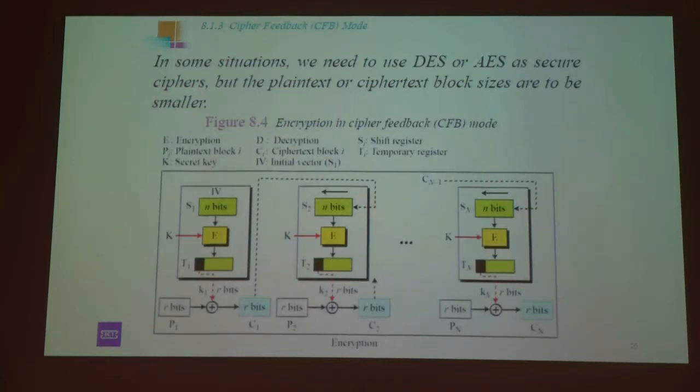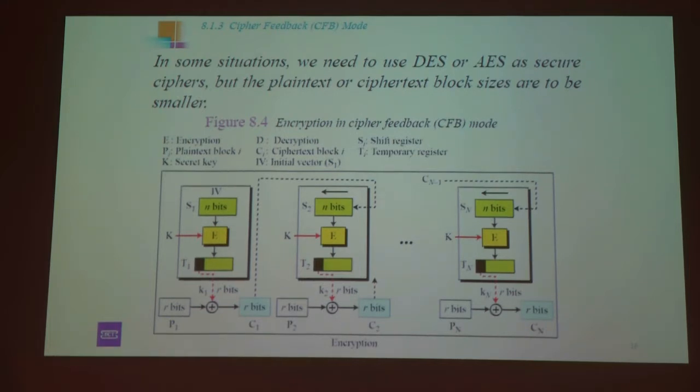Then we come to the third mode, which is the CFB or cipher feedback mode. All right. In some situations, we need to use DES or AES to secure ciphers, but the plaintext or ciphertext block size is very small. It could be a character or a bit. So the next three modes are kind of a stream. It's not a big block, it's a stream.